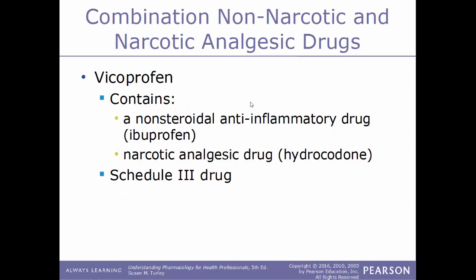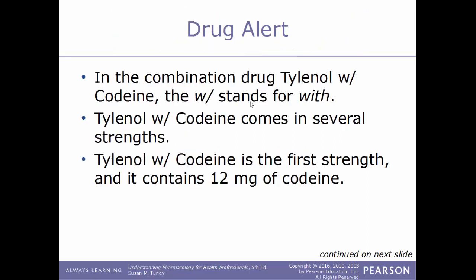Another combination of a non-narcotic and a narcotic analgesic drug is Vicoprofen, which is a combination of an NSAID, a nonsteroidal anti-inflammatory drug, ibuprofen, plus hydrocodone. And this is also a Schedule III drug. Now, in a combination drug like Tylenol with codeine, the symbol W and then the slash stands for the word with. So that's how that title is read, Tylenol with codeine.